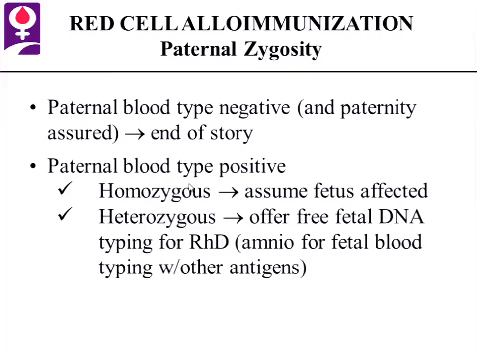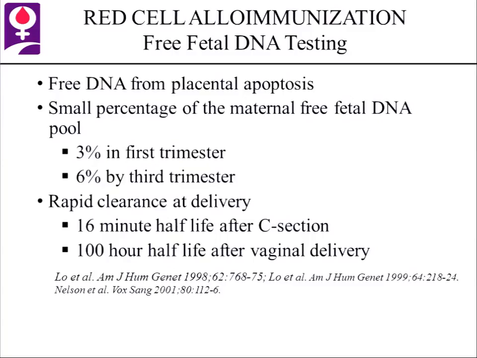If dad's positive and he's homozygous, we know the fetus is affected and we can move forward. If dad's heterozygous, we're going to offer some type of testing for the fetus. Today, we're doing free fetal DNA, which I'll talk with you about in a second. It's only available in the United States for D. The other antigens like Kel and C and Duffy have to be done by amniocentesis still. So DNA is obtained by amnio to do that typing.